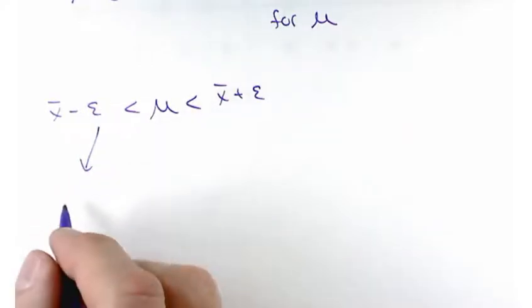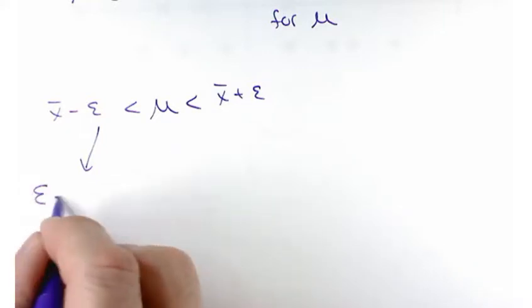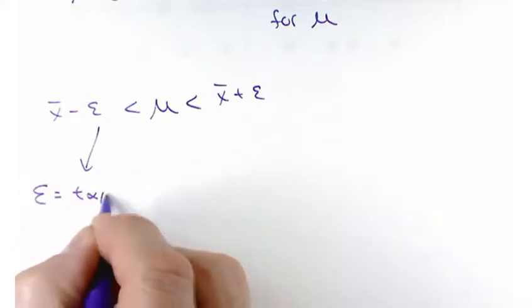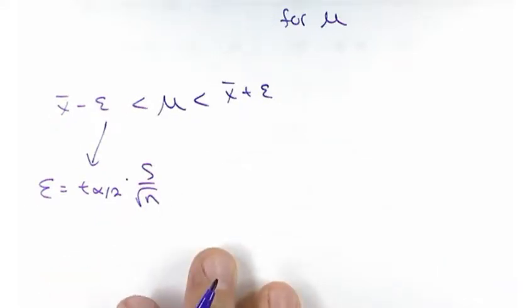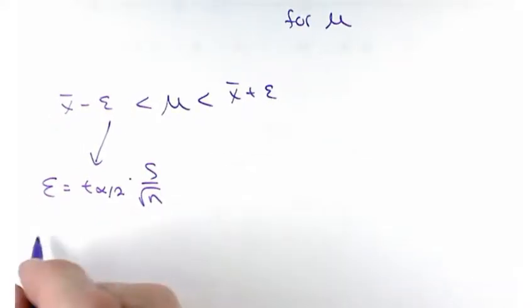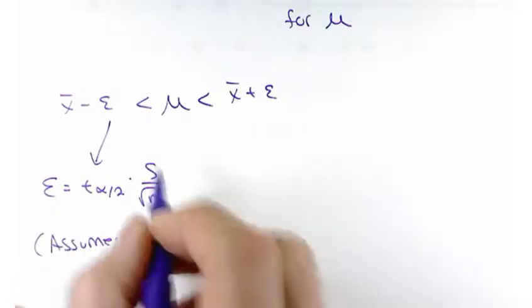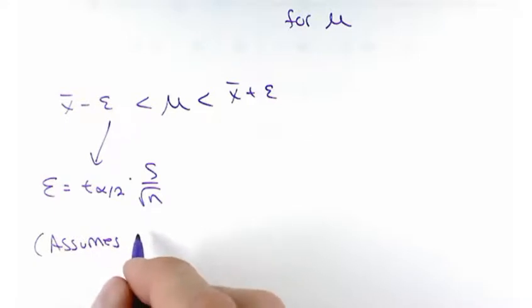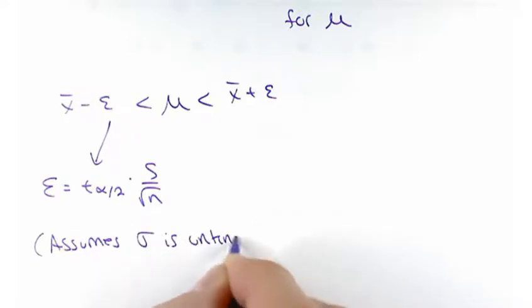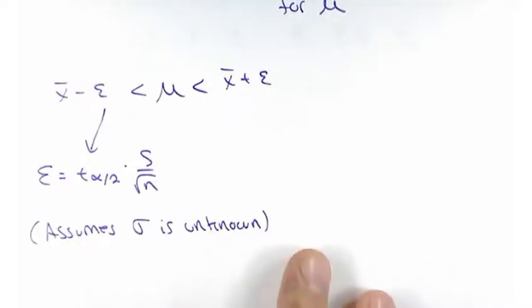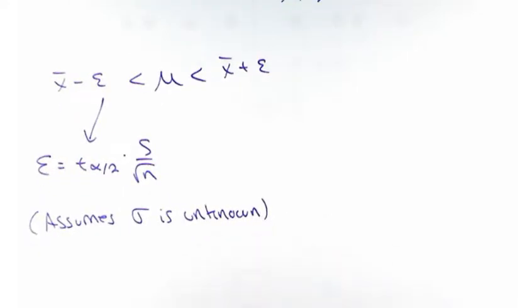And the most typical assumption for us in this section is going to be this. E is going to be t sub alpha over 2 times s over the square root of n. And that means, or this assumes, we don't know what sigma is. This assumes that sigma is unknown. And if sigma is unknown, then you have to use s.